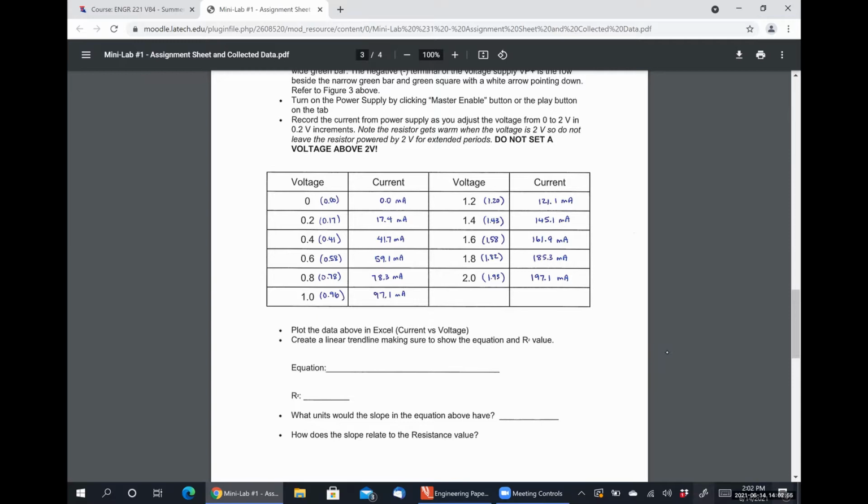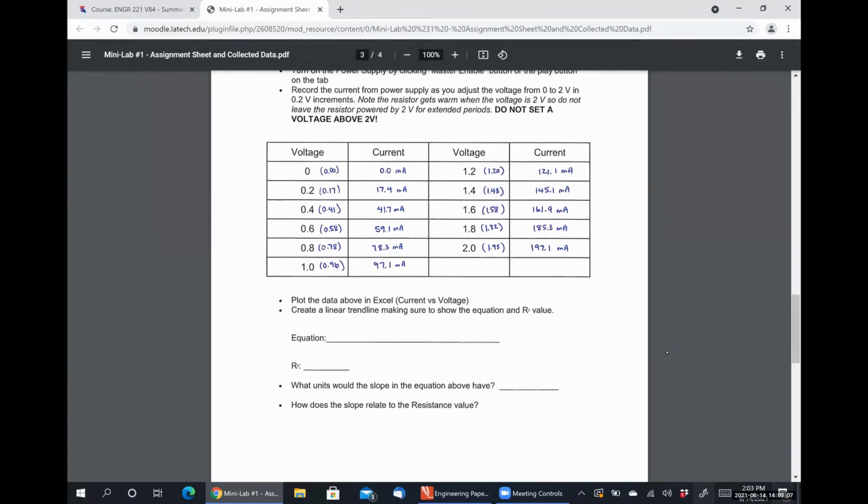You don't have to actually send me your plot or anything. You just need to tell me what your trend line is, tell me what the r squared value of the trend line is, and then figure out what units the slope should have. So all that depends on whether you plot current on the y-axis or current on the x-axis. If you plot current on the y-axis and voltage on the x-axis, your units would be in Siemens.